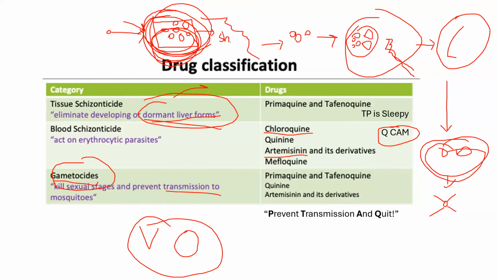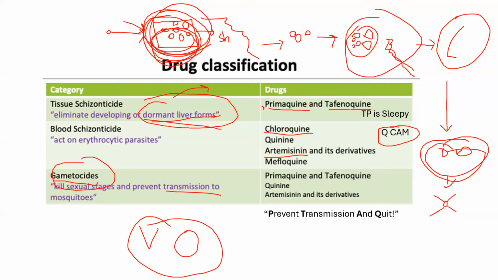Because these are the ones that keep making the patient relapse and relapse and relapse. So radical means the root cause of the problem. When they're asking for this and it's Plasmodium vivax, the answer is always primaquine. This one also works, but I don't know why in examinations doctors like to ask about this one. Just remember TP is sleepy.